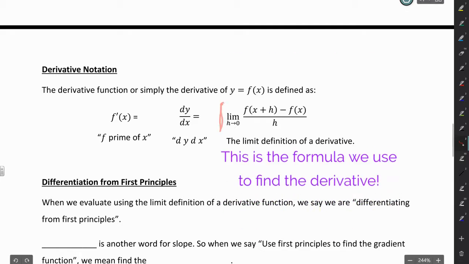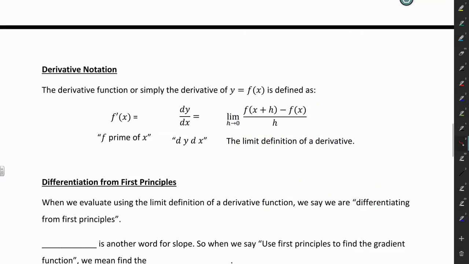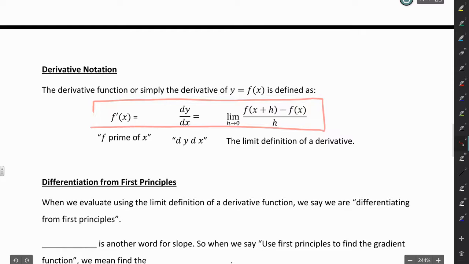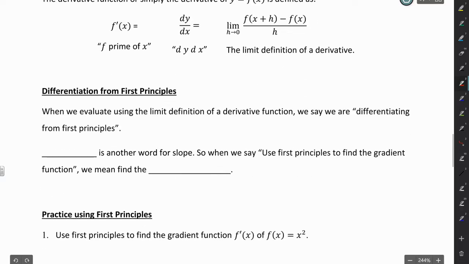All right, so let's recap that a little bit and look at some notation. This is what we defined on the first page, and this is what we call the limit definition of a derivative. For shorthand, we could write f prime of x, or we could write dy dx. These all mean the same thing, and they're all asking you to do the same thing. They're all asking you to find the derivative. When you evaluate using the limit definition of a derivative, we say that we are differentiating from first principles.